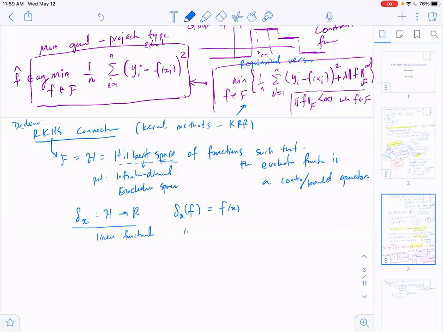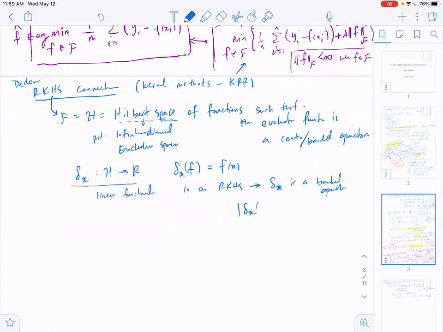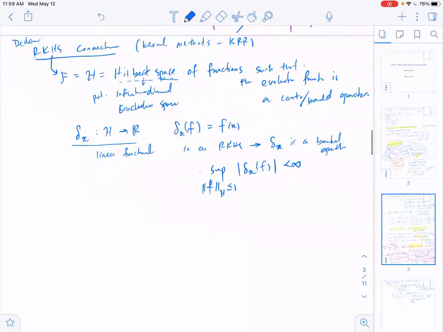And in an RKHS, this delta x is a bounded operator, which is equivalent to being continuous. So it means that delta x, the supremum over, so the Hilbert space has a norm, this is bounded. This may seem abstract, but because of this property, this is bounded for every x.